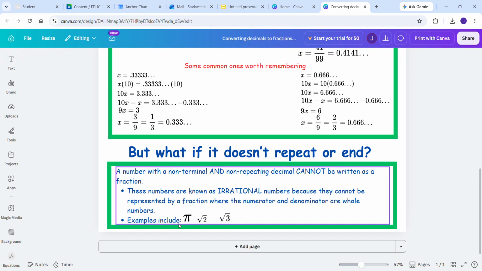Some examples are pi, square root of 2, square root of 3. There's several examples. In fact, I think I read somewhere that there are actually more irrational numbers out there than there are rational numbers. So anyway, thanks for listening.